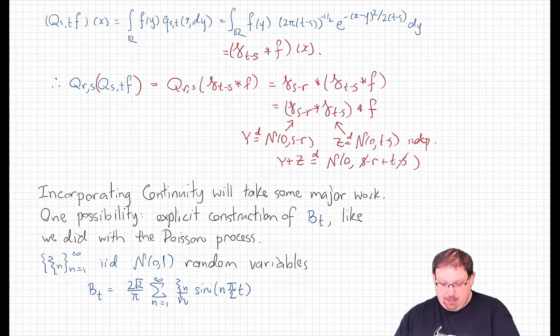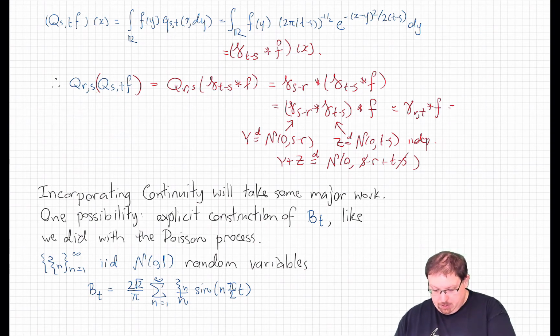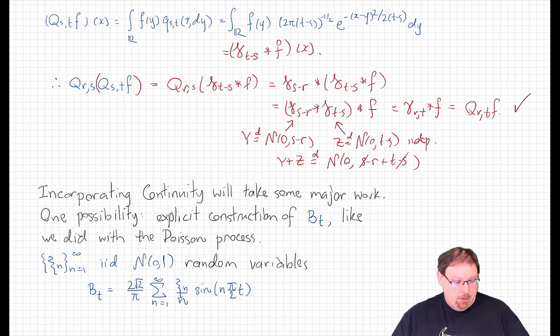And so that gives us gamma rt convolved with f, which is exactly the transition kernel qrt of f. And there we have it. The Chapman-Kolmogorov equations are verified. So using Kolmogorov's extension theorem, we know we can construct a stochastic process, a Markov process, in fact, that has the right increments, independent, where the distribution of each increment is a Gaussian, whose variance is the length of the time interval.